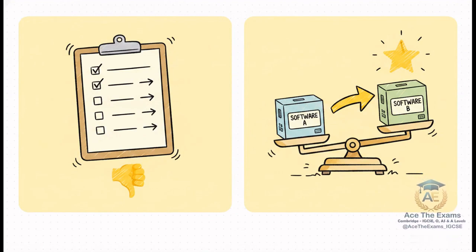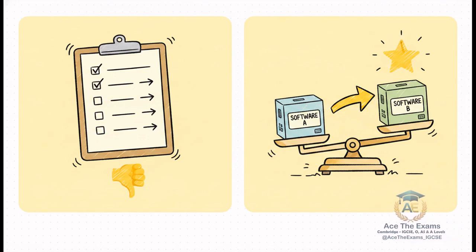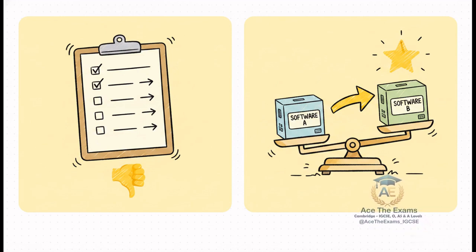Look at the contrast here between a descriptive answer and an evaluative answer. A flawed sample paragraph might just say, the organization should buy this software because it has a cloud storage feature. That is pure description. An A-star student writes an evaluative answer. They write, while the cloud storage feature offers remote accessibility, it introduces severe data sovereignty risks compared to an on-premise solution, meaning the initial cost savings are outweighed by potential compliance fines.